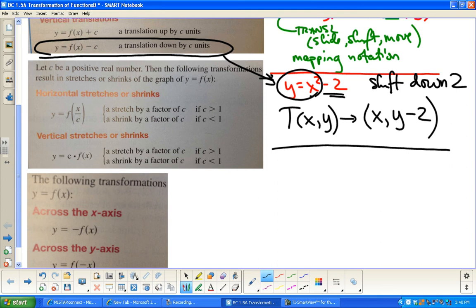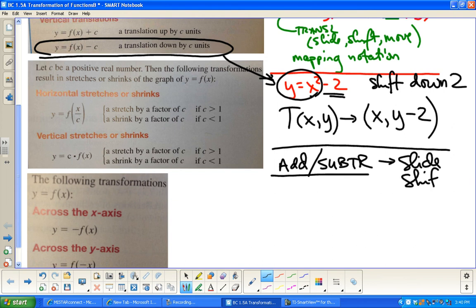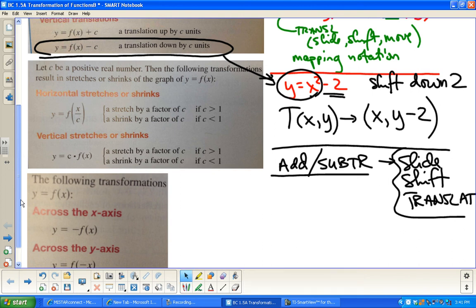If you have something added or subtracted, and we'll do more examples in a second, it's going to be a slide, shift, translation, etc. It moves the graph. Okay, and so that's one part. If there's addition or subtraction, it moves the graph. Doesn't stretch it, doesn't shrink it, doesn't make it bigger, doesn't make it smaller, it just moves it.